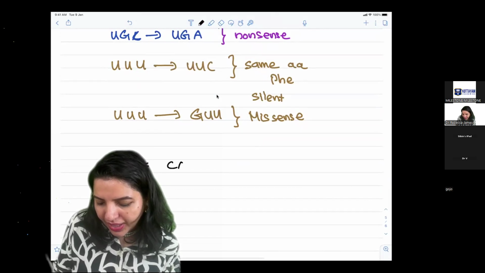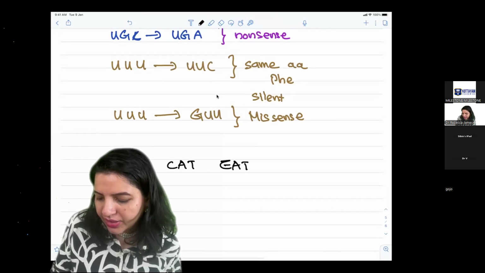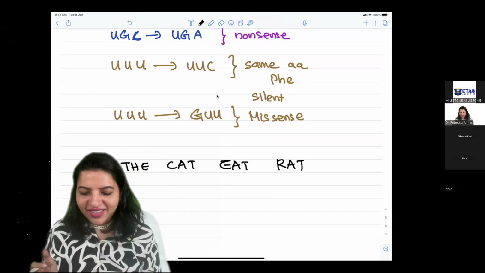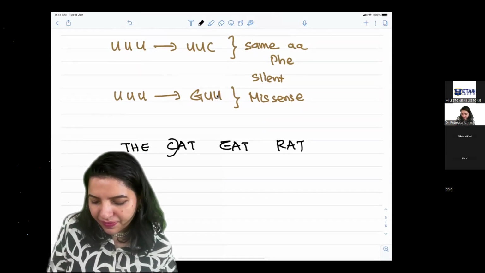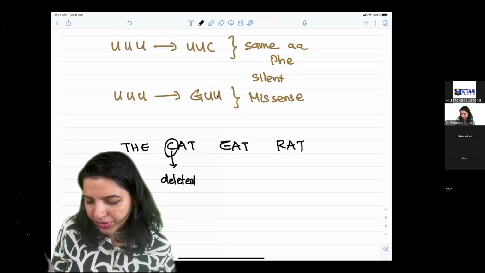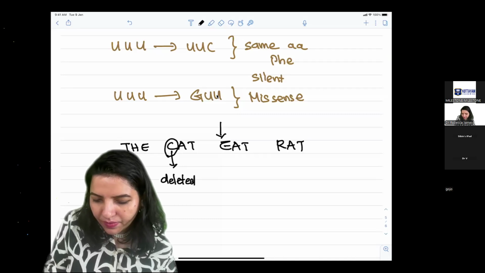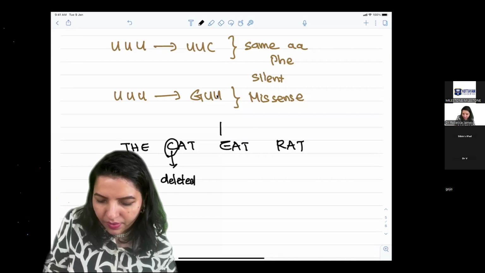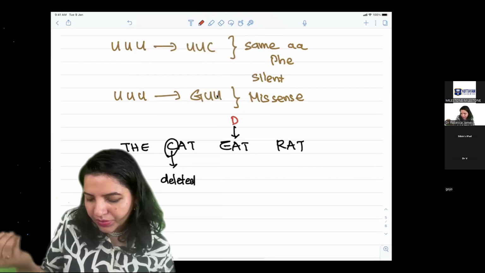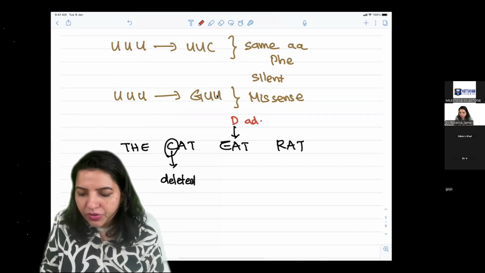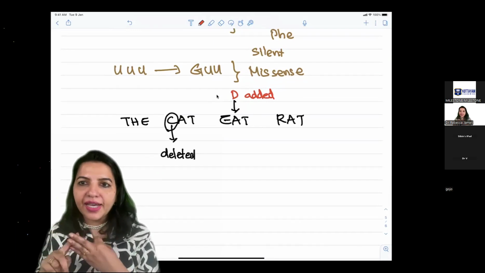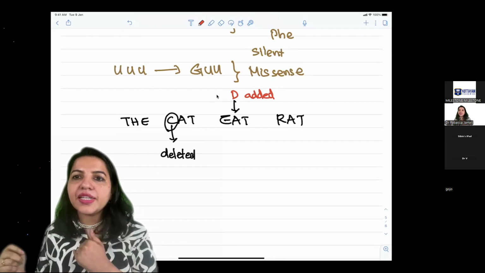The cat eat rat. Let these be the codons. The cat eat rat. Now in this, C is deleted, or in other words, one alphabet is added here, like for example D or something like that. So D is added in between. Now what you can see, the cat eat rat. When C is deleted, what will happen?